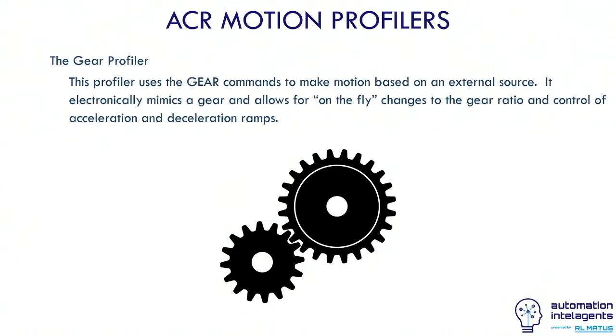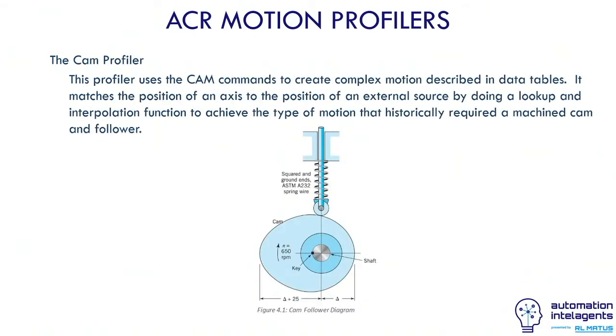Next is the Gear Profiler. This profiler uses the gear command to make moves based on an external source. It electronically mimics a gear and allows for on-the-fly changes to the gear ratio and control of the acceleration and deceleration ramps. Lastly, we have the Cam Profiler. This profiler uses the Cam commands to create complex motion described in data tables. It matches the position of an axis to the position of an external source by doing a lookup and interpolation function to achieve the type of motion that historically required a machine cam and a follower.